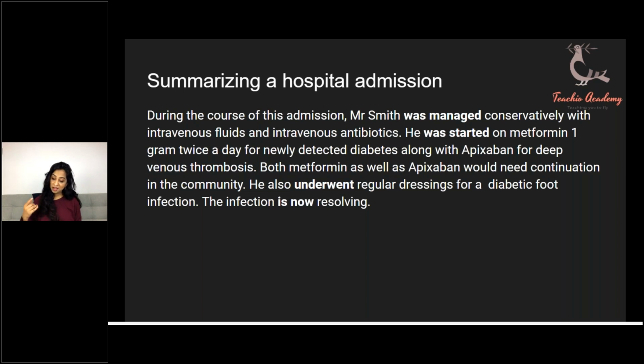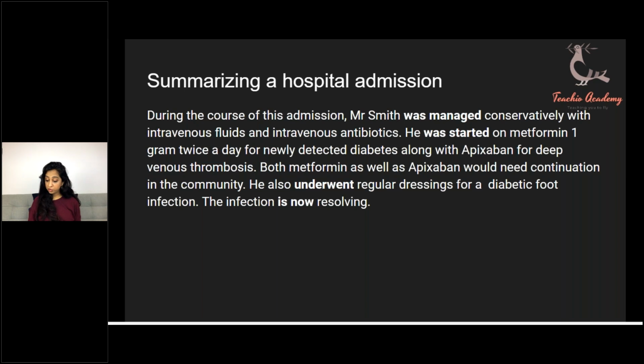Just Simran, because you have that doubt, if I wrote the infection is now resolved, that's going to mean a different thing compared to the infection is now resolving. Can anyone tell me how is that different? If I write the infection is now resolving versus I write the infection is now resolved, how do those two sentences have two different meanings? If someone can type into the chat window.